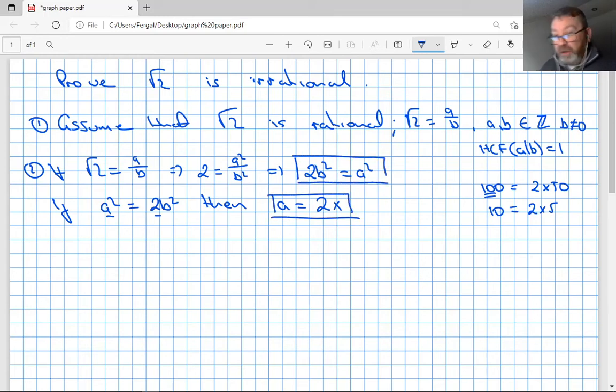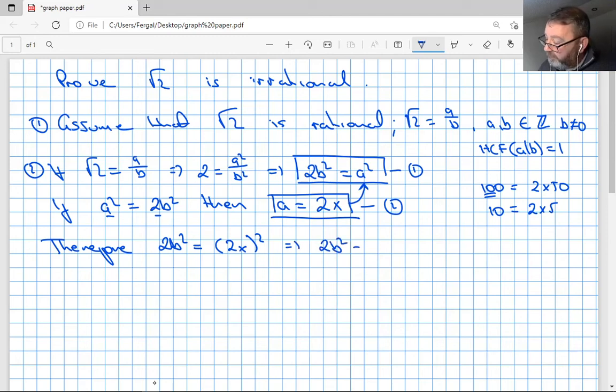Number 1, because we know in the first statement what the relationship is between a and b. And secondly, the second statement gives me a new way to write a. A is equal to 2x. Now, if a is equal to 2x, we can substitute that 2x back up into equation 1. Therefore, this is going to give me 2b squared is equal to (2x) times b squared. All right, working that out, 2b squared is equal to 4x squared.